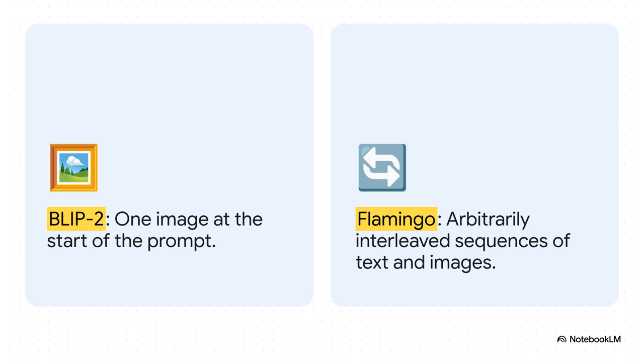The shift here is absolutely crucial. You have that rigid single-image setup of BLIP-2 on one hand, and then you have Flamingo, which was engineered from the ground up to natively support a completely free-flowing, arbitrarily interleaved sequence of images and text. It was specifically built to consume media exactly the way you and I do online.